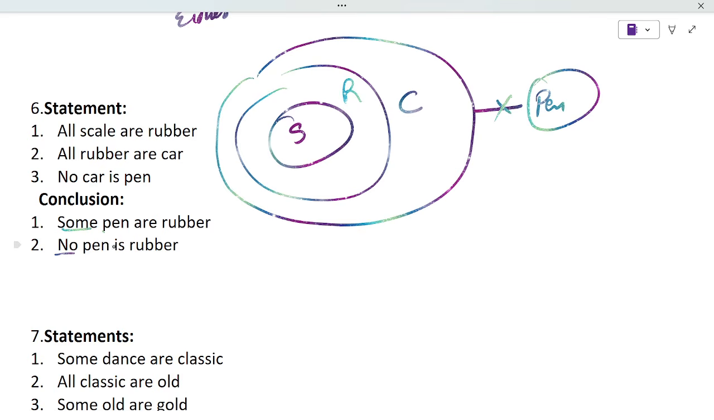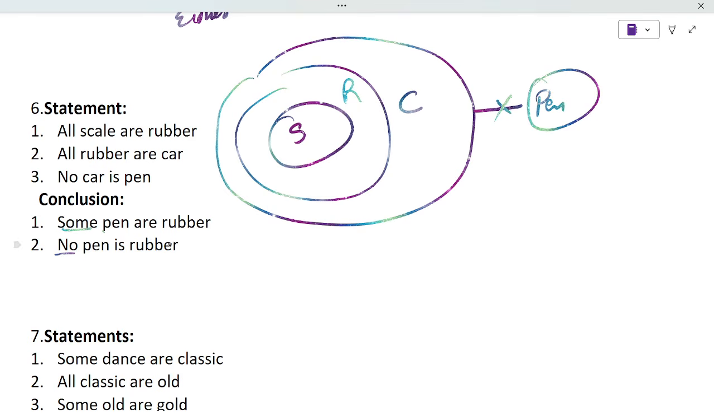If we look at the conclusion again, some pen are rubber, no pen is rubber. So some-no partner, pen and rubber. So let's check the negative word. Whether this is true or false. If this is false, then the answer will be either case. If this is true, we need to check the other conclusion. No pen is rubber means we check whether pen and rubber can touch. Right, that's what we learned regarding the no case. If the no case conclusion is there, we need to check whether they can touch or not. If they can touch, the answer is false. If they cannot touch, the answer is true.